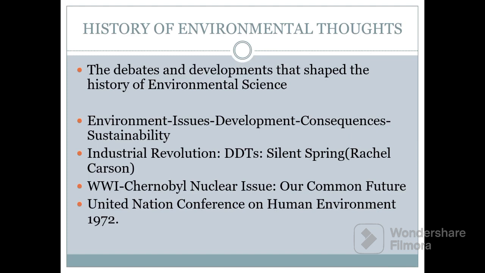So basically, the history of environmental thoughts is the debates and developments that shaped the history of environmental science. Those are debates in the past, in written form or otherwise. And developments means the unsustainable pattern of human development in the past, be it technological development, nuclear development, or any project carried out by humans unsustainably, that shaped the history of environmental sciences. The debates and developments had a role in sensitizing people on the issues of environment. They came to know, they observed, that development which is unsustainable is destroying our biophysical environment.